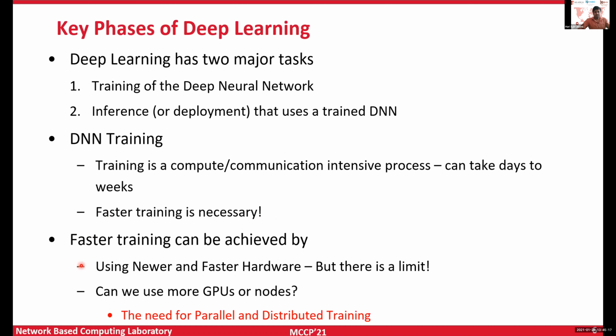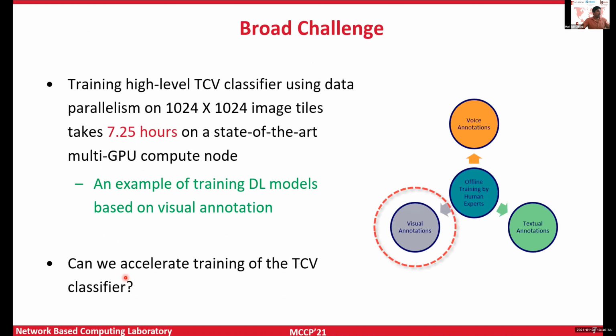Now, faster training can be achieved by using newer and faster hardware, but there is a limit. You need to be able to go beyond one compute element, because one compute element can only take you so far. Even with the best methods, one compute element can maybe solve a task in a few hours. But if you throw more compute elements in an efficient way and orchestrate the interaction between these compute elements efficiently, you could probably solve the same task in a fraction of the time. So this is the broad challenge and the crux of the work that we had done with Raghu and Anil.